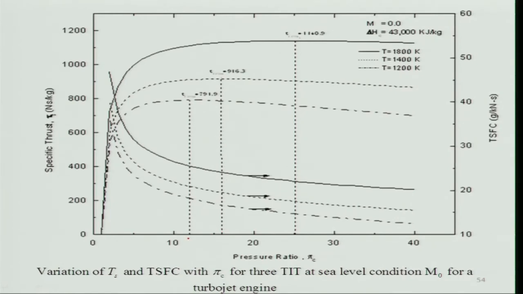Why is it so? Because you need to achieve a higher temperature, so you need to give more pressure and you can get a higher value, and after that it decreases. And of course, when you want a higher temperature and also higher specific thrust, naturally you will pay a penalty of a higher TSFC, and it shows a similar trend. As you go on decreasing the turbine inlet temperature, you will go on decreasing the TSFC. So you will have to decide where you want to go.